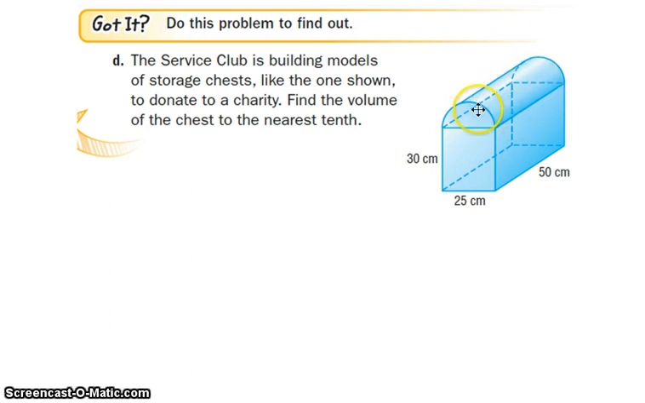Okay, so if you find the volume of this half cylinder and the prism, add them together, that's going to be your total volume for this composite solid. So go ahead, pause the video, and try this to find the volume of this composite solid. Okay, let's start with the rectangular prism first.